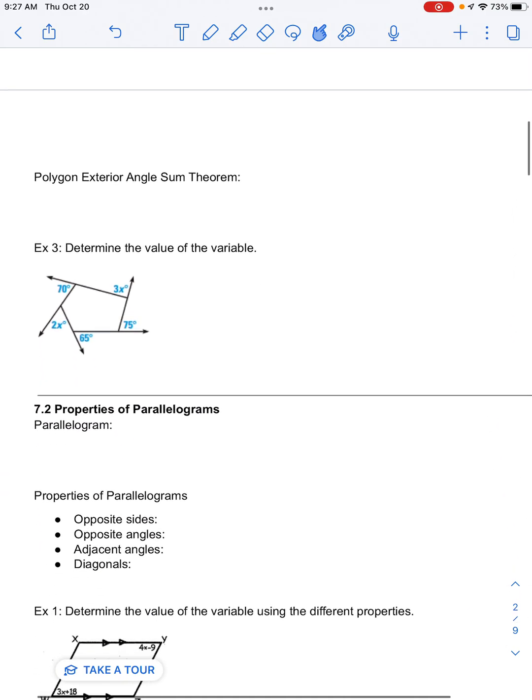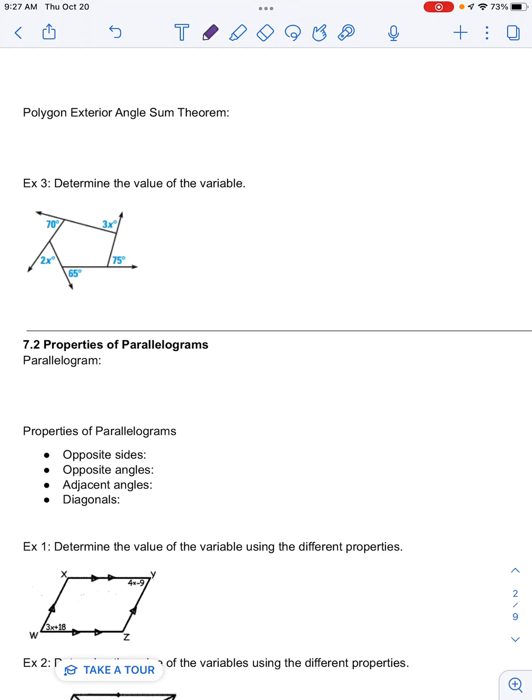Then we have exterior angles. The exterior angle sum, regardless of the polygon, is 360. All polygon exterior angles sum to 360 degrees. So again, whether it's a pentagon or an octagon, it does not matter. It is all the same.